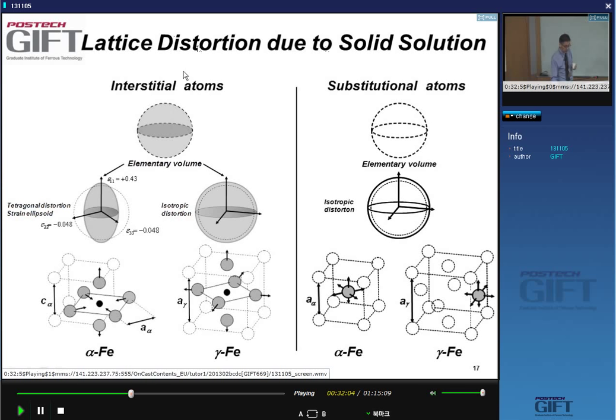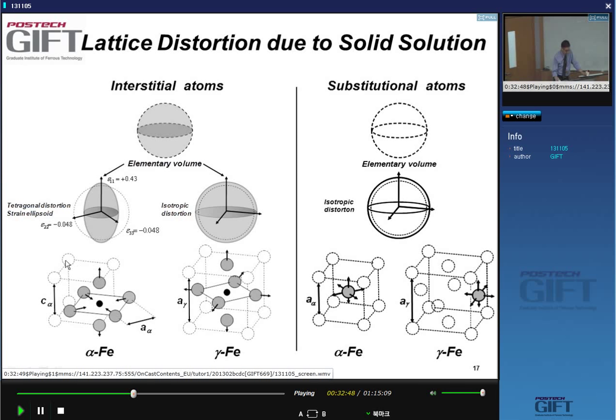Then we find out that this spherical volume is distorted into an ellipsoid. It becomes stretched in this direction and compressed in the two perpendicular directions. This kind of lattice straining is called a tetragonal distortion and it gives rise to a strain ellipsoid. That's what happens when you introduce carbon in the ferrite lattice. And you've heard this before. This is what happens in reality.